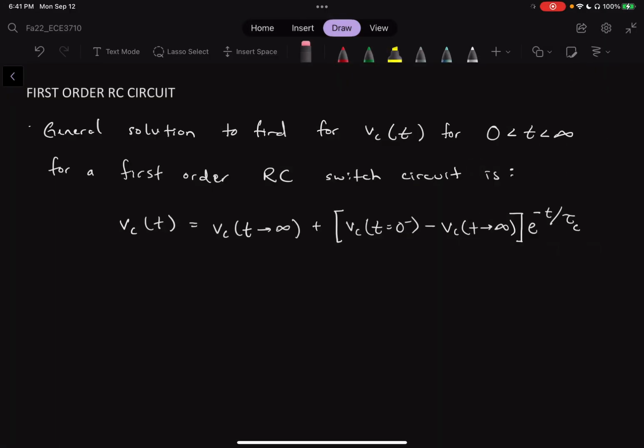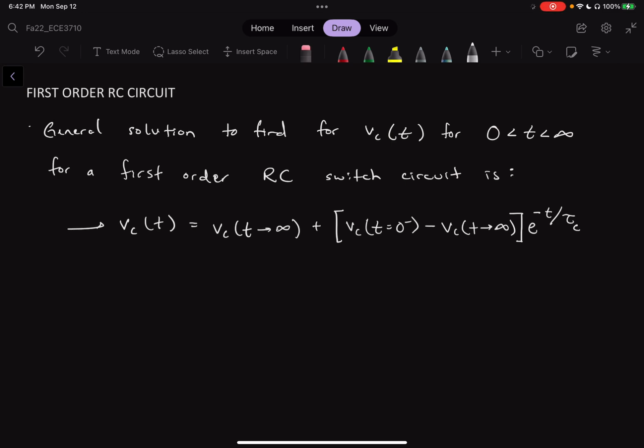Hello everyone, today we're going to be talking about first order RC circuits. More specifically, we're going to be talking about the general solution to find the voltage across a capacitor for some time between 0 and infinity for a first order RC switch circuit. And that function is shown below.